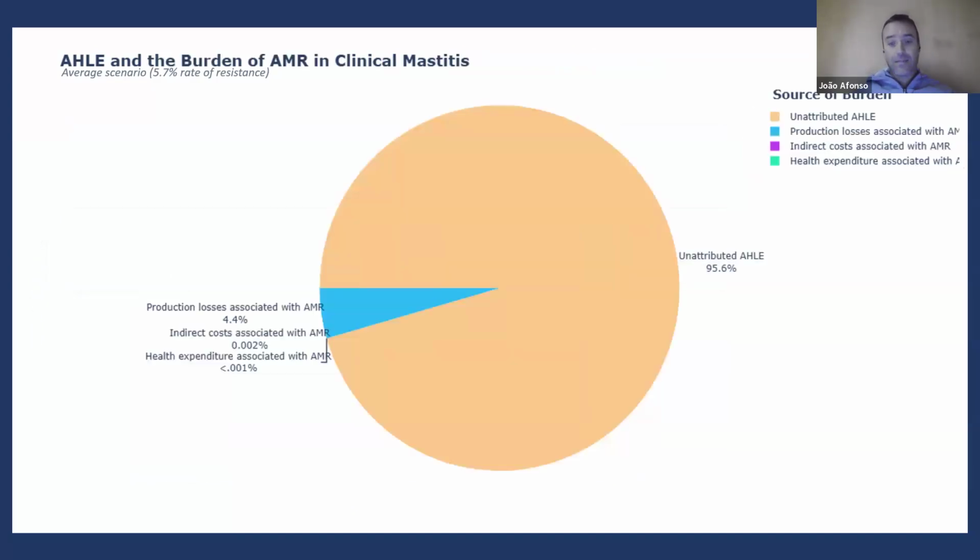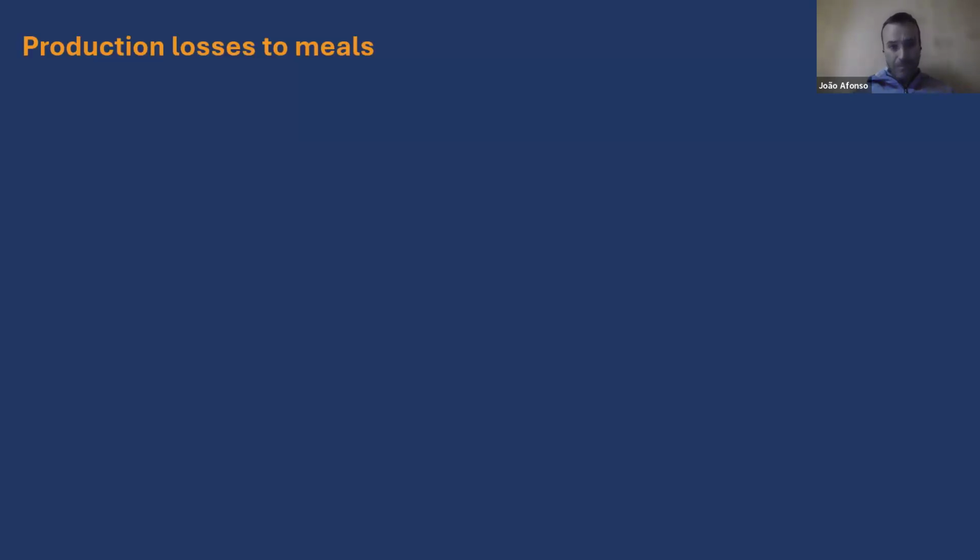And lastly, the same information as before, but again, represented in relative terms. And we can see that the expenditure here and even indirect costs are just a fraction of the burden due to resistance in clinical mastitis.